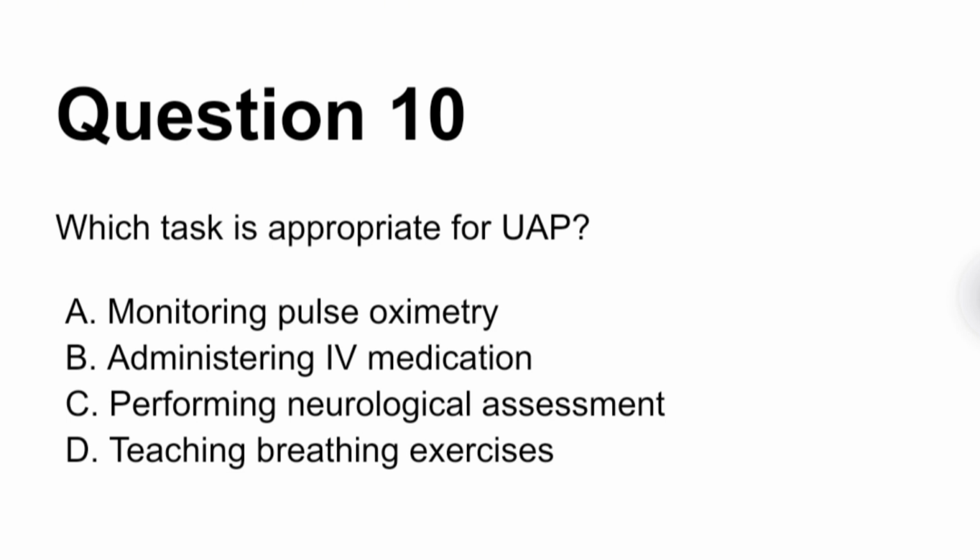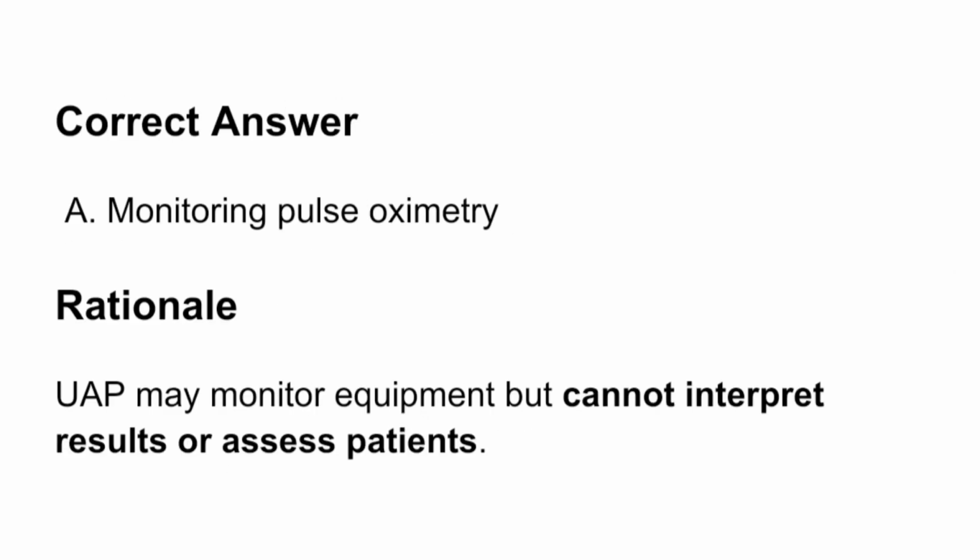A. Monitoring pulse oximetry. B. Administering IV medication. C. Performing neurological assessment. D. Teaching breathing exercises. Correct answer, A. Monitoring pulse oximetry. Rationale: UAP may monitor equipment but cannot interpret results or assess patients.